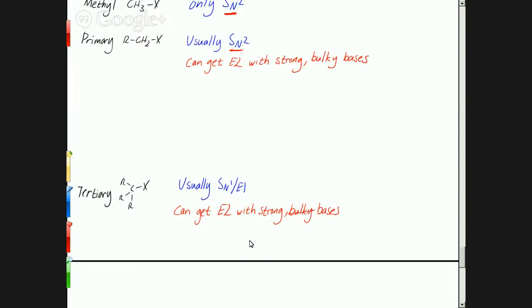Why does that still work? Because the elimination doesn't care if it's crowded around there or not. The elimination is happening one carbon away from where it's all crowded. It's just picking off that hydrogen. So that crowdedness doesn't affect it the way it does with the substitution. All right, so then the middle one is going to be more dependent on the conditions. That's where it gets a little tricky to decide.